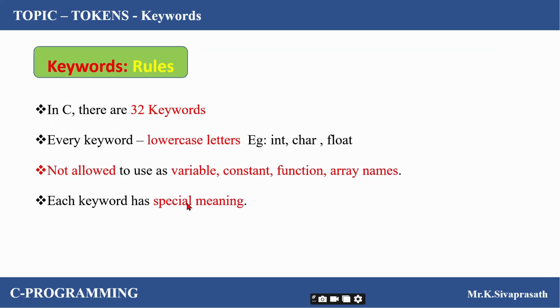Now coming to the rules to be followed for the keywords. In general, there are 32 keywords in C. Every keyword is supposed to be in lowercase letters, no uppercase allowed. For example, int, char and float can be written only in lowercase letters. You are not supposed to use these keywords as the name of a variable, constant, function or array name as well. This means that keywords have a special meaning which is known only to the compiler.